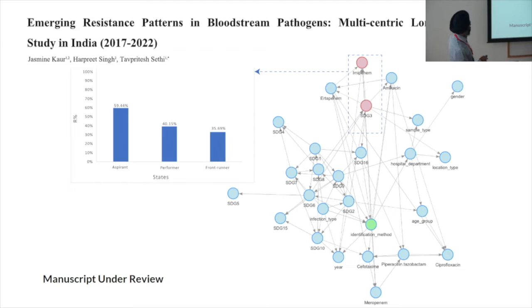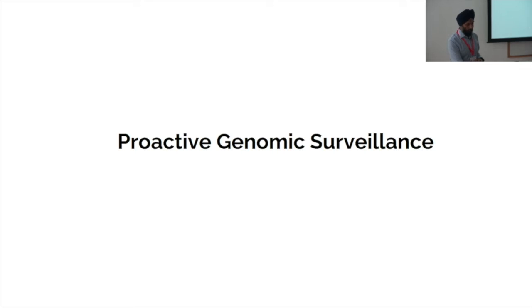Similar analysis has also been done. This is a paper under review where basically we show similar findings for bloodstream pathogen sepsis. Again, SDG3 and imipenem come up there robustly as a strong component.